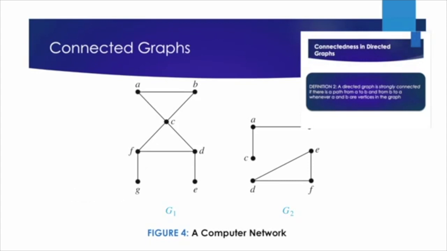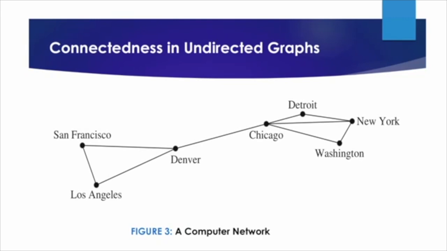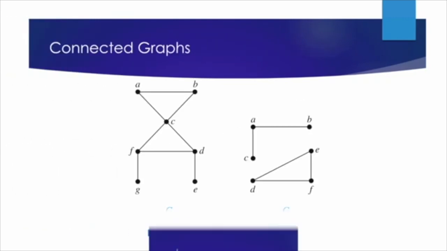Now let us take a definition to explain what we mean by connected and disconnected graphs. An undirected graph is called connected if there is a path between every pair of distinct vertices of the graph. We say that we disconnect a graph when we remove vertices or edges, or both, to produce a disconnected subgraph. Thus, any two computers in the network can communicate if and only if the graph of this network is connected.